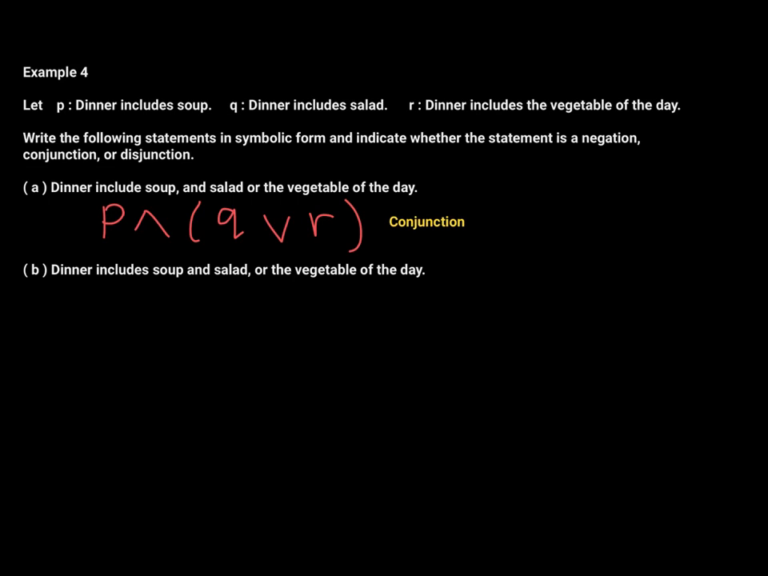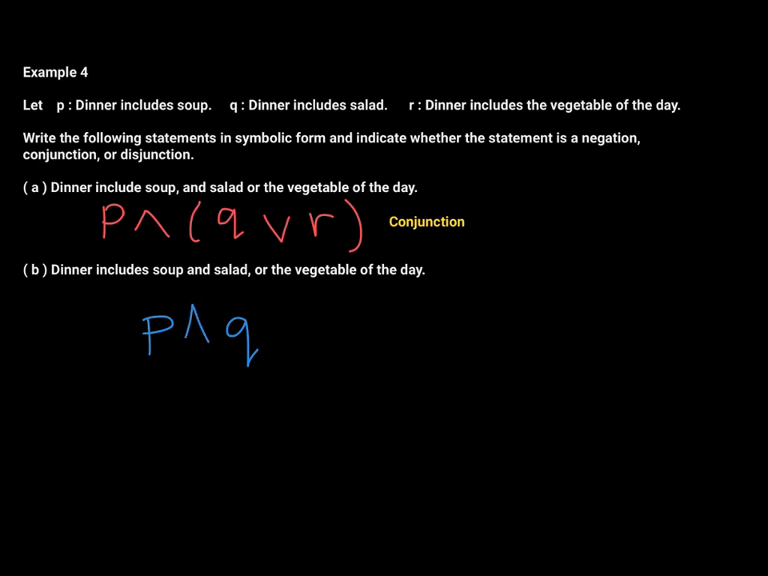I always tend to think of it as, what symbol do you see outermost? Outermost, right? And that'll give away what kind of statement you're looking at. All right, let's go for the next one. Dinner includes soup and salad. Okay, soup is P, salad is Q. It says P and Q.